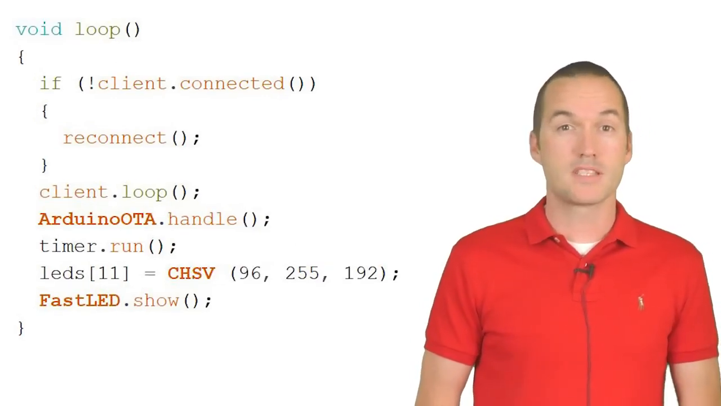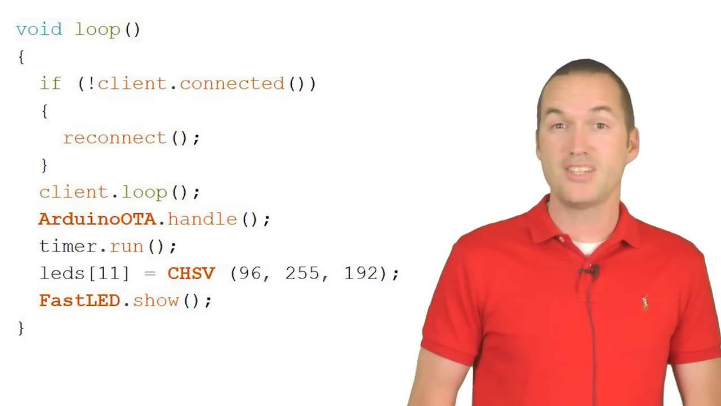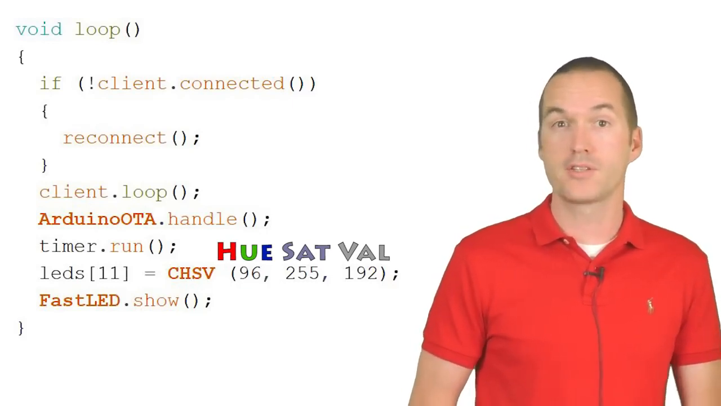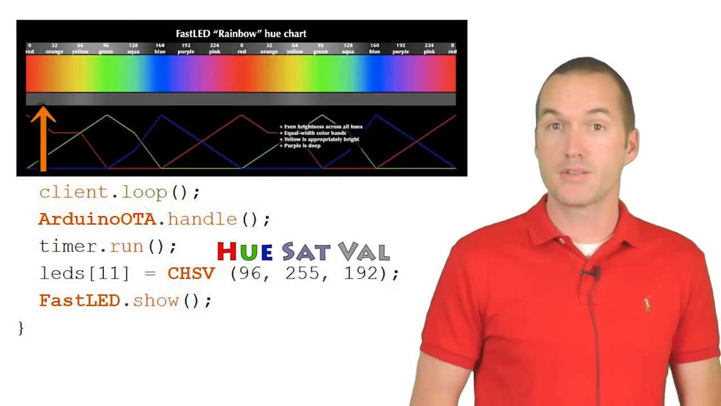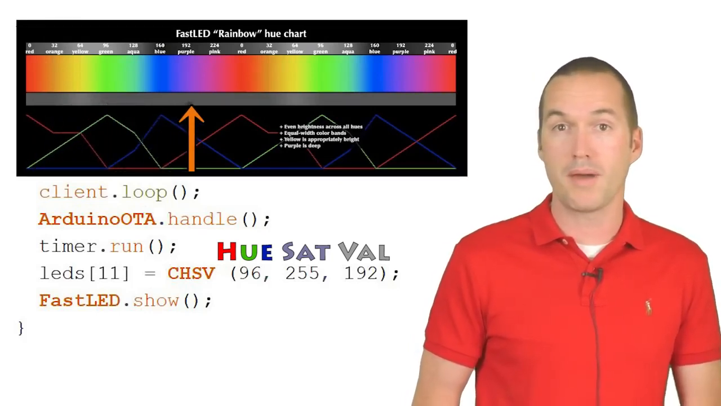Another option that allows us to manipulate the color while only changing 1 variable is called HSV, or hue, saturation, and value. Hue refers to the base color. 0 is red, and then all the other colors in the spectrum are represented as you go all the way back up to red again at 255.